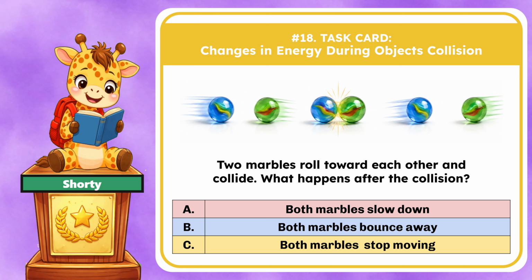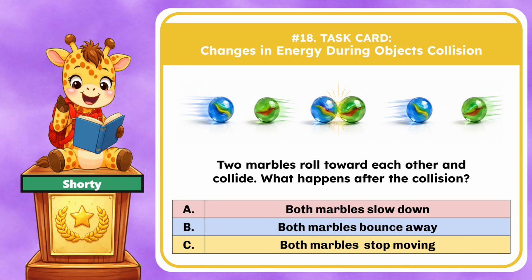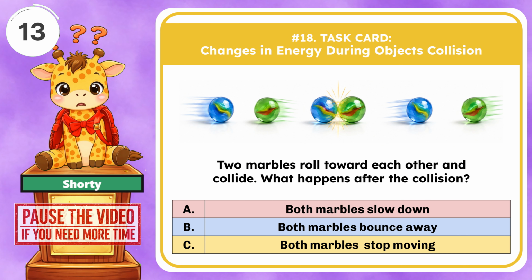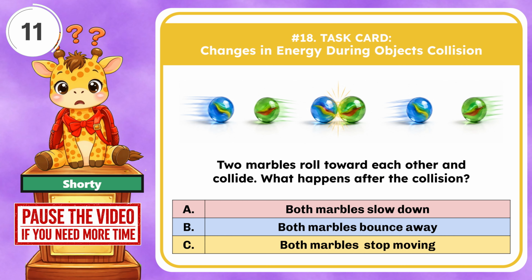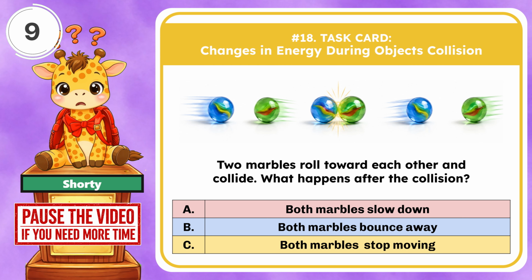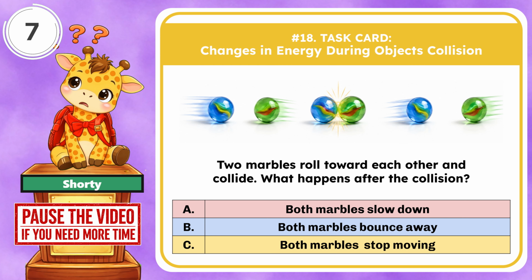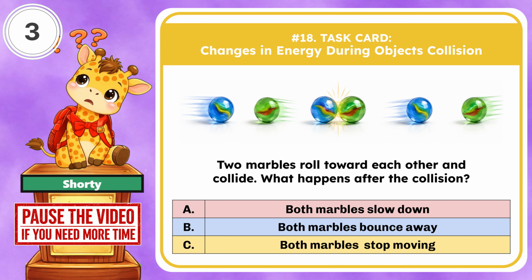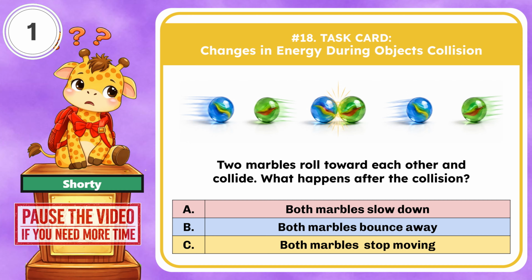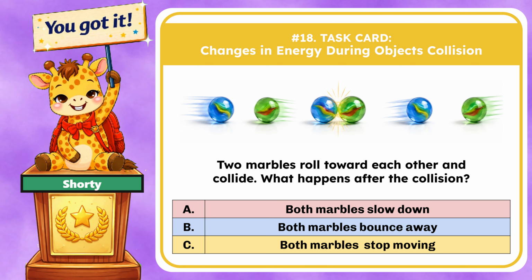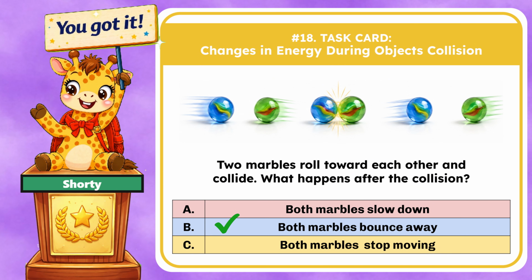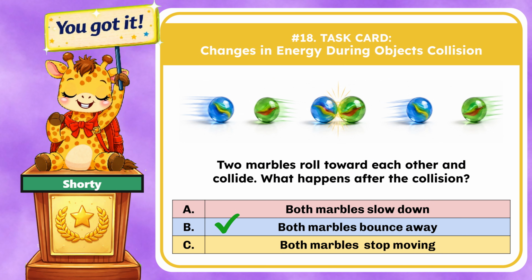2 marbles roll toward each other and collide. What happens after the collision? And the correct answer is letter B. Both marbles bounce away.